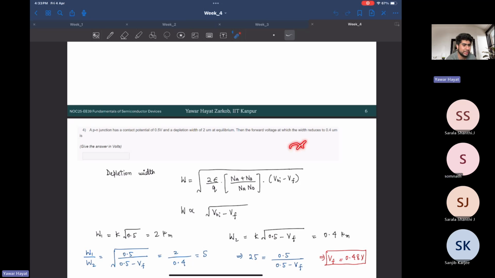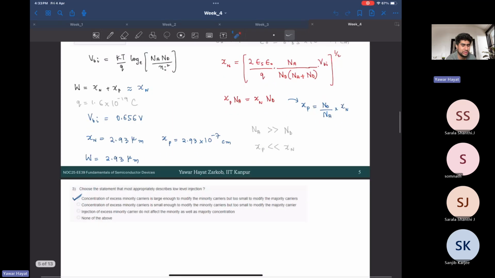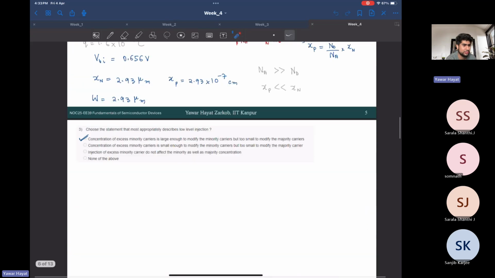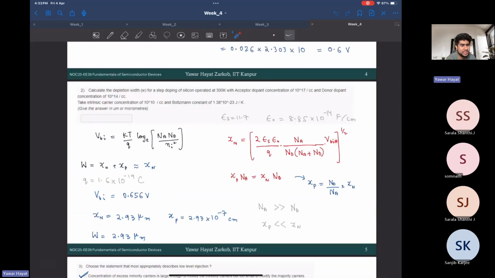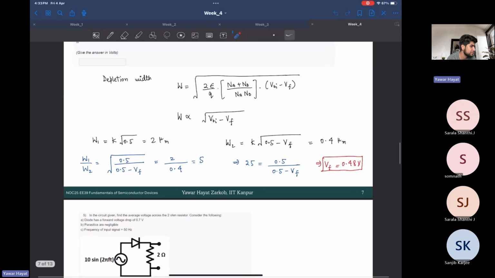Do that thing: Xn plus Xp. Add them, both have a square root dependence, right? We saw it, and if you do that, it turns out you'll end up with this equation. If you are getting confused with this bias, here it was VBI. Replace this VBI by VBI minus VF, for both Xn and Xp, nothing else. Yeah, and that is precisely what it is.